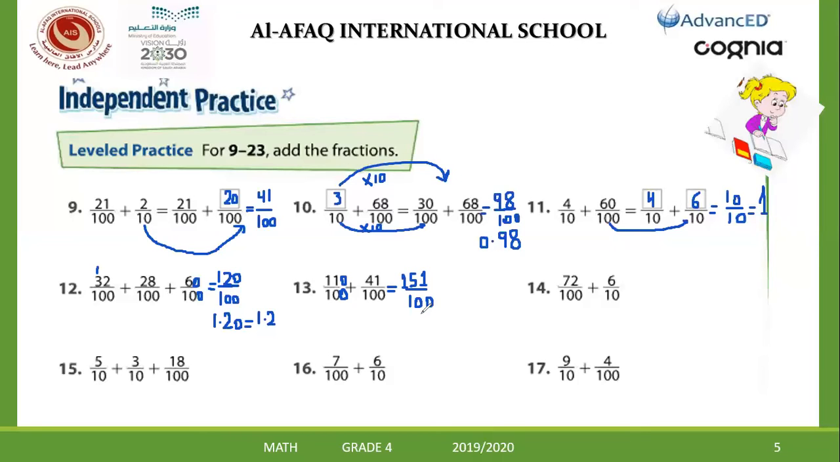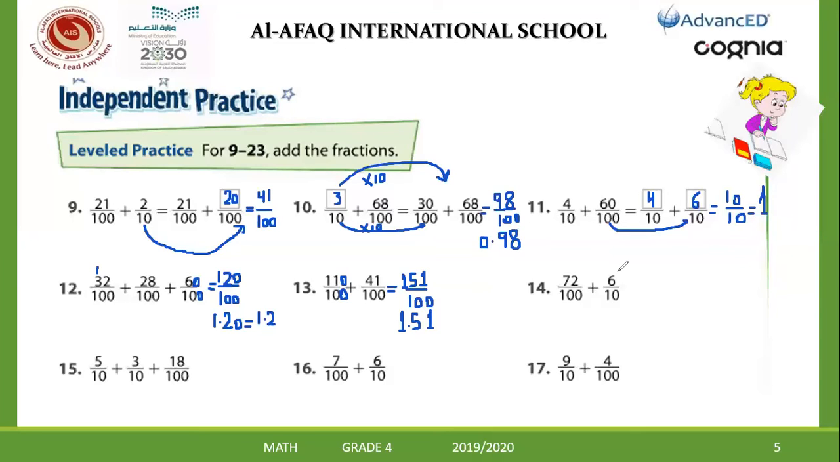151 over 100. We can submit it as decimal form by putting here the decimal point after 2 digits from the right. So here you can submit here the numerator 151. Then as we said here, if we have denominator of 100, we can put here the decimal point. We can decide here the place for the decimal point after 2 digits from the right. So here will be between 1 and 5. Great job.